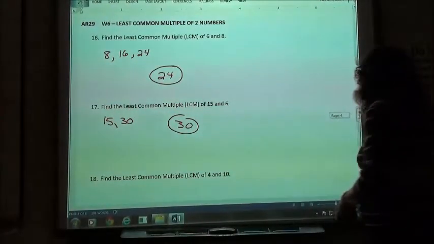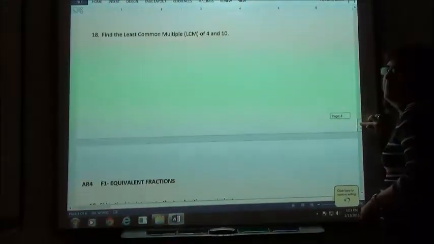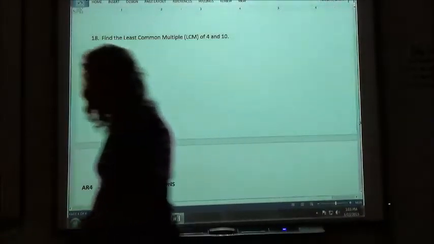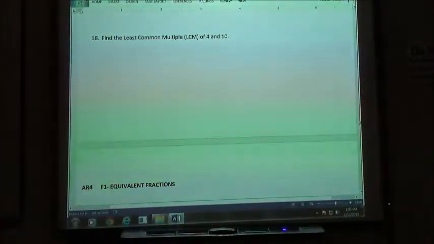Now some of these you probably just know by looking at them, but we can do the process there. So go ahead on your paper, figure out what is the least common multiple of 4 and 10.